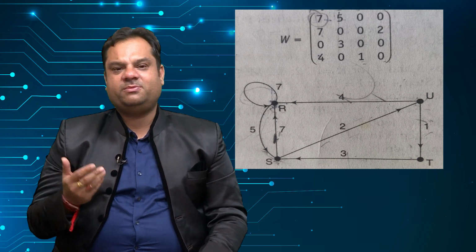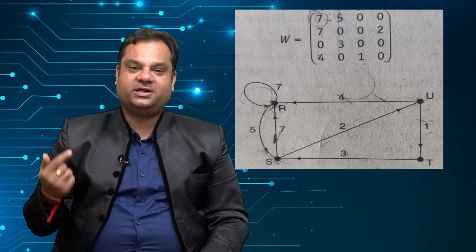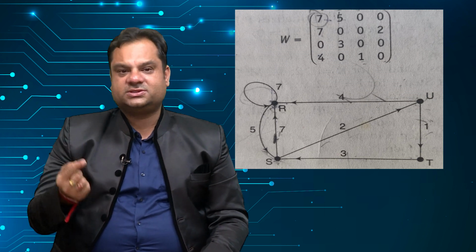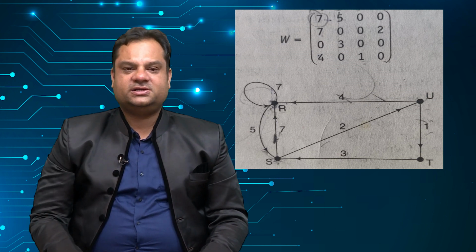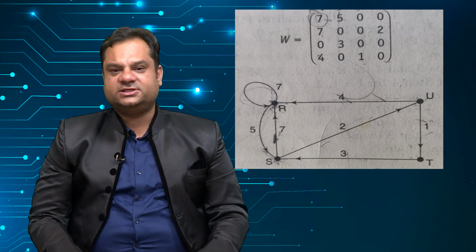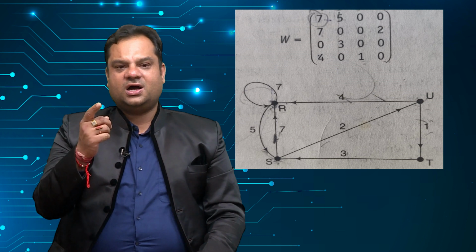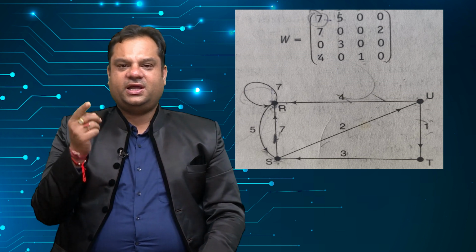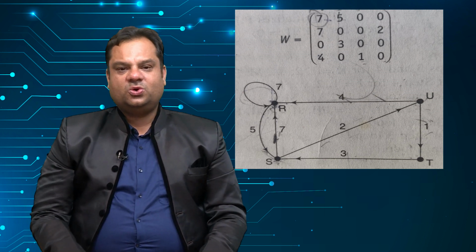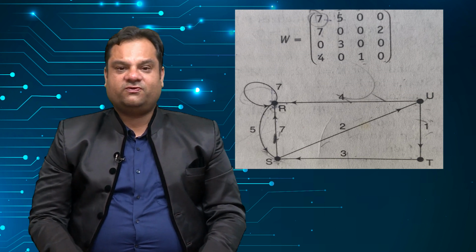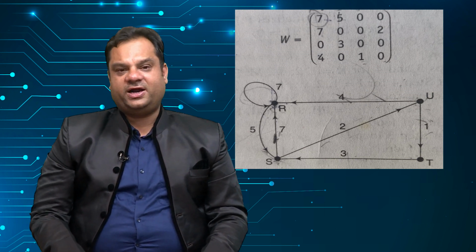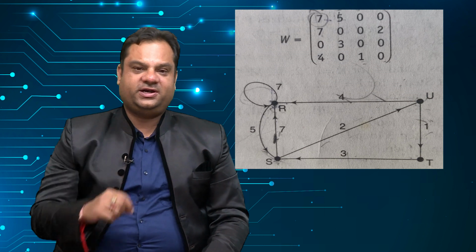So, most of the time you have a graph, and based on that graph, you have to draw the matrix. Here we have a graph. First we focus on how many vertices are in this graph. There are 4 vertices in the form of R, S, T and U. We have edges also. So, one by one we draw the adjacency matrix from this weighted graph.